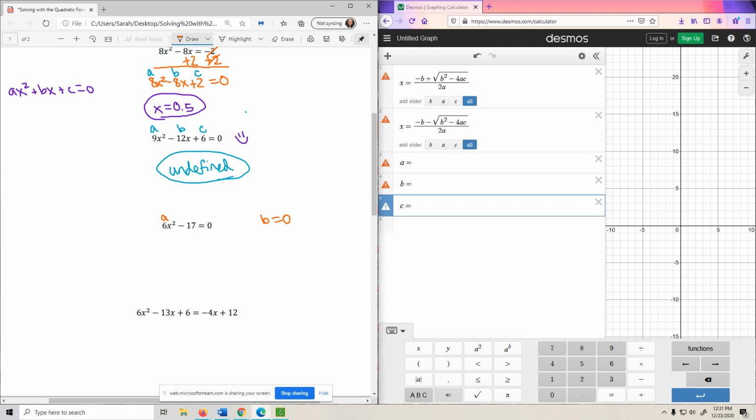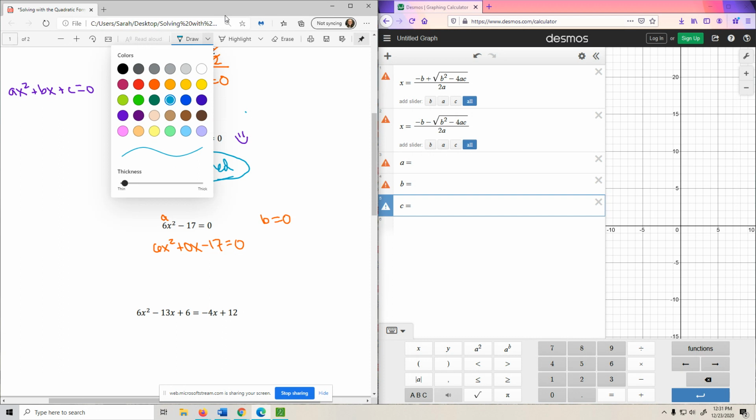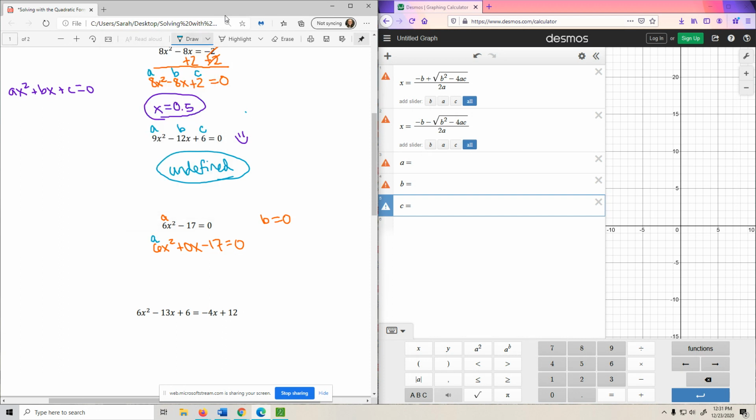Remember, we saw one of these like this before. This equation right here, 6x squared minus 17 equals 0, is the same as 6x squared plus 0x, since I'm missing the x term, minus 17 equals 0. So then, just to make things clear, A is 6, B is 0, C is negative 17. Remember, if we don't have a number for B, we aren't able to do our calculations.